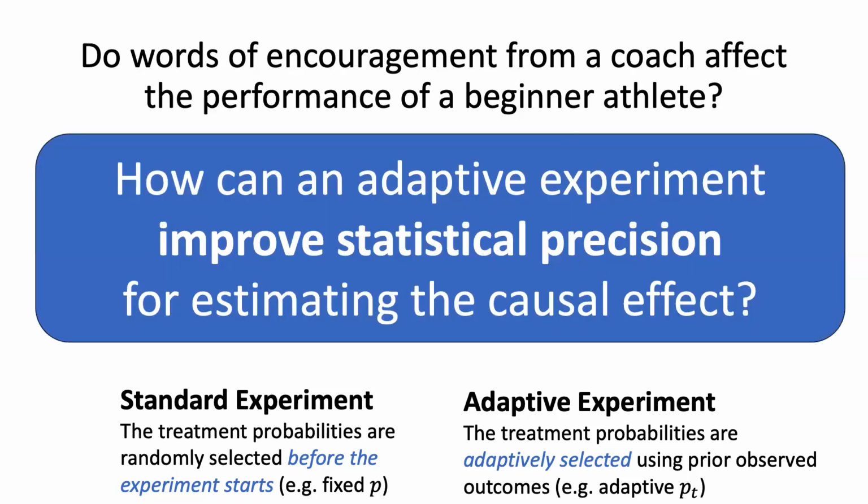And what we're asking in this work is how, or to what extent, can adaptive experiments improve statistical precision for estimating the causal effect? So before I go into any more details here, are there any questions about the setup that we have here?